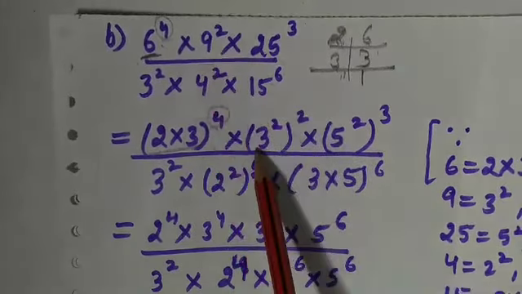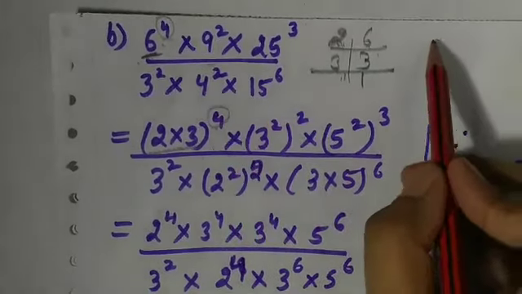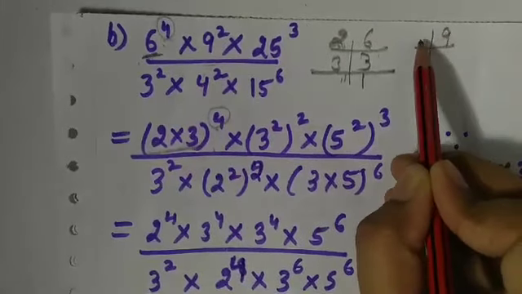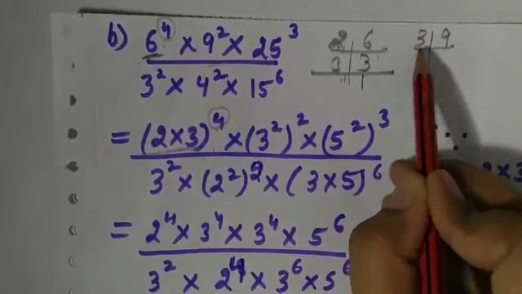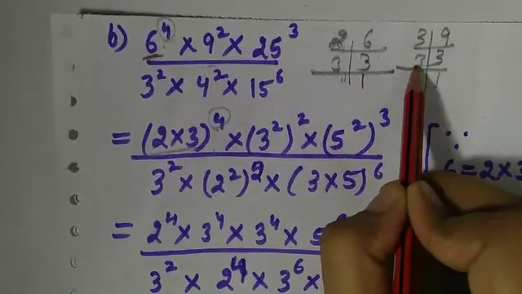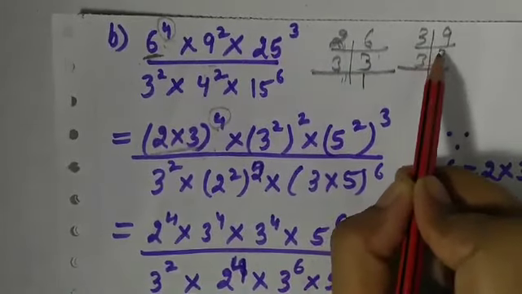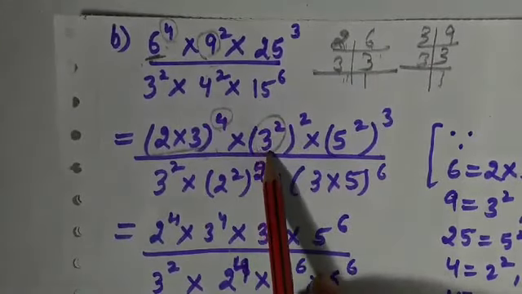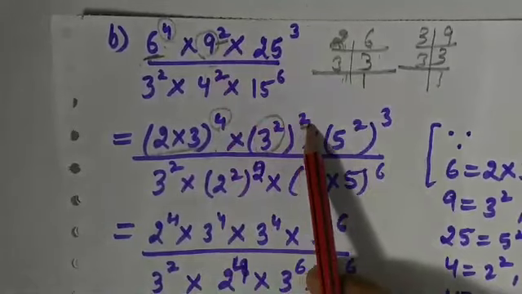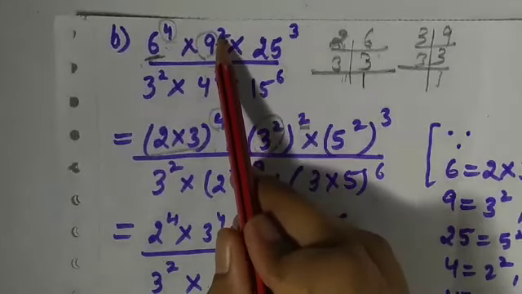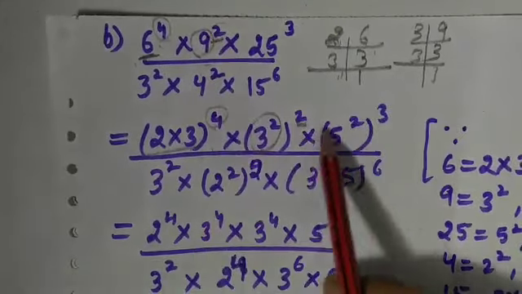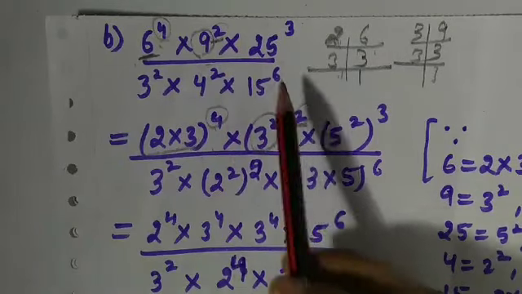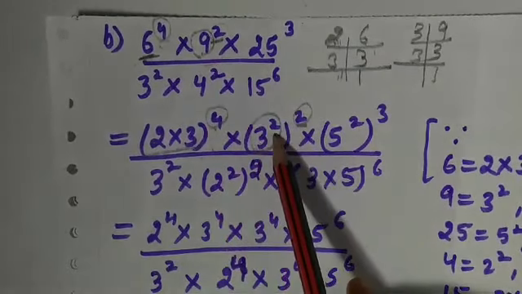So this can be written as 3 into 3. How can you write 9? Take the prime factorization of 9. 9 can be written as 3 into 3, and 3 into 3 means 3 raised to the power 2. So in place of 9 I have written 3 raised to the power 2, and this power remains the same. This is the power in the question, so I have written the same, and for 9 I have written 3 raised to the power 2.